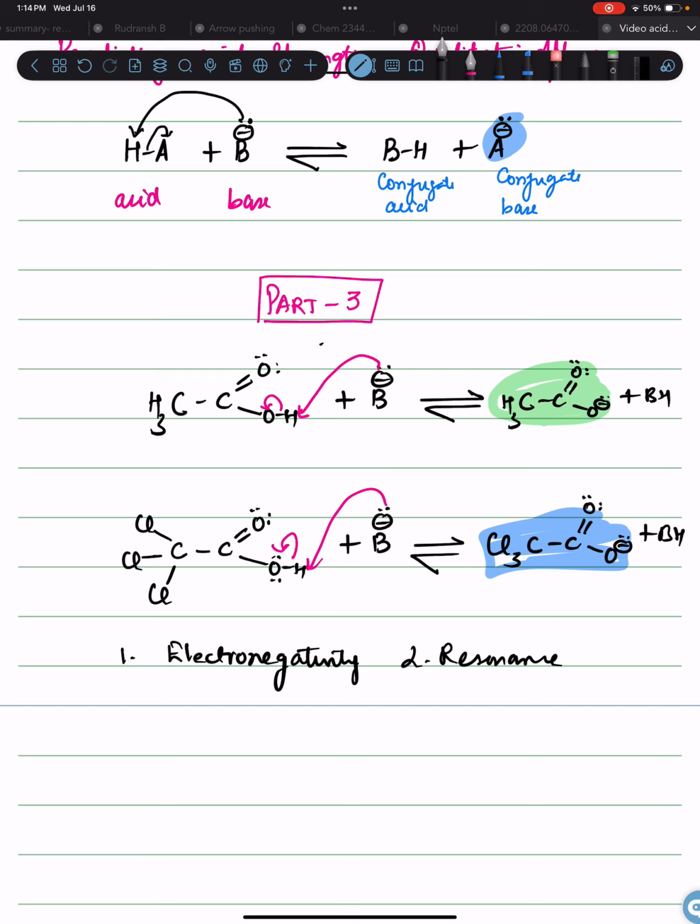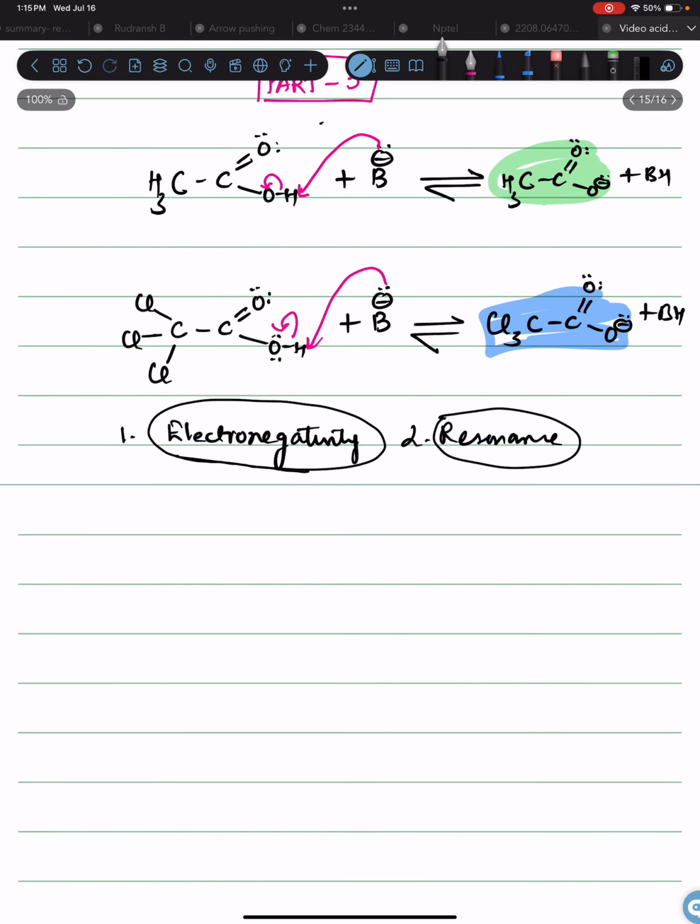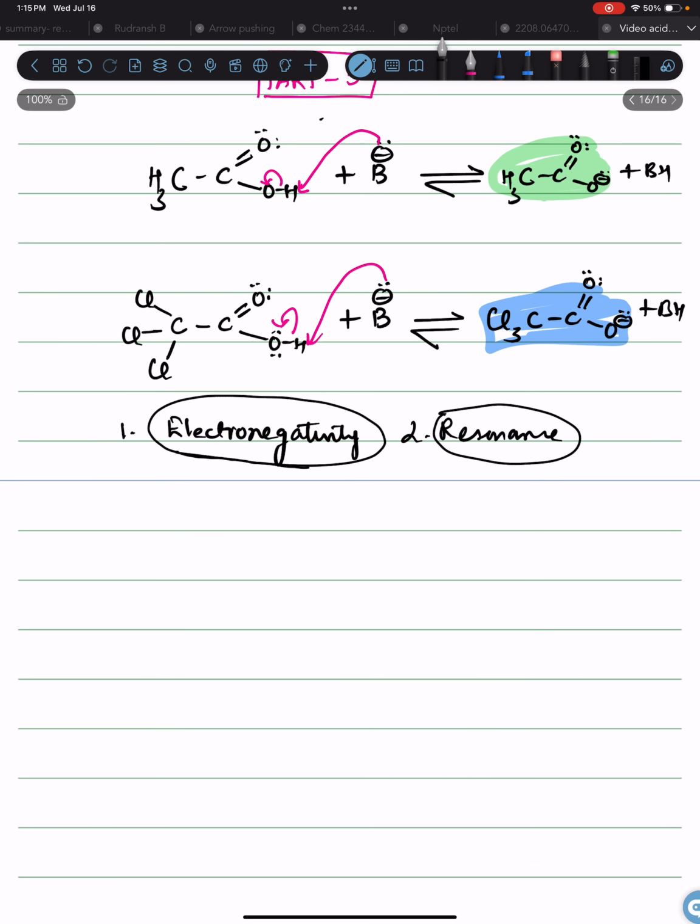So both of them have the same atom bearing the negative charge, and both are capable of showing resonance, and there are two resonating structures in both cases and they are equivalent. Now in such a scenario, the deciding factor becomes the atoms which are connected to the neighboring carbon.